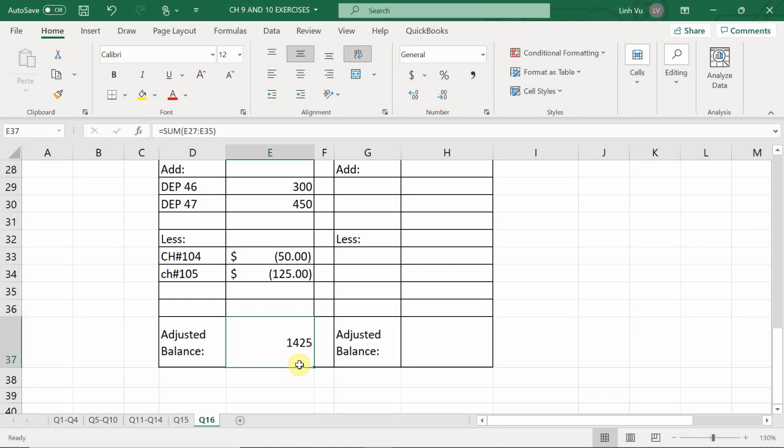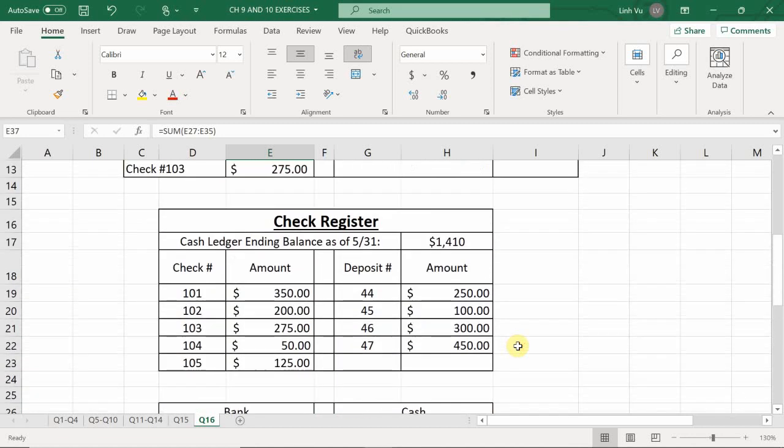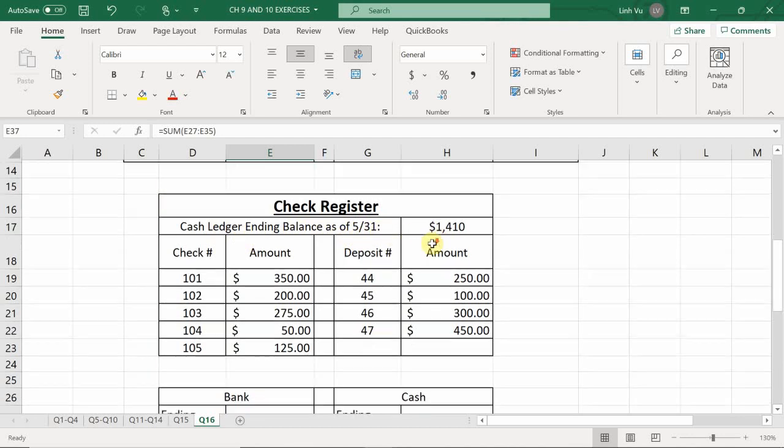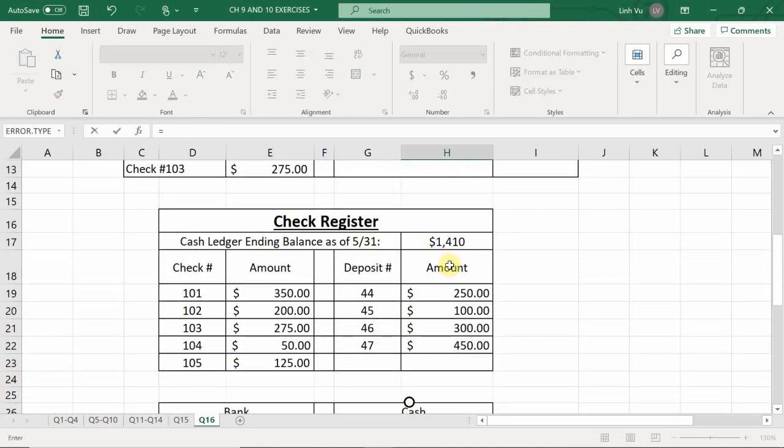Okay? That doesn't stop here because I could find a discrepancy somewhere in my accounts. So then here on my cash ledger, let's take a look at my checking account. My checking account tells me the cash ledger ending balance as of May 31st was a total of $1410. So there you go, $1410 is where I'm going to start.